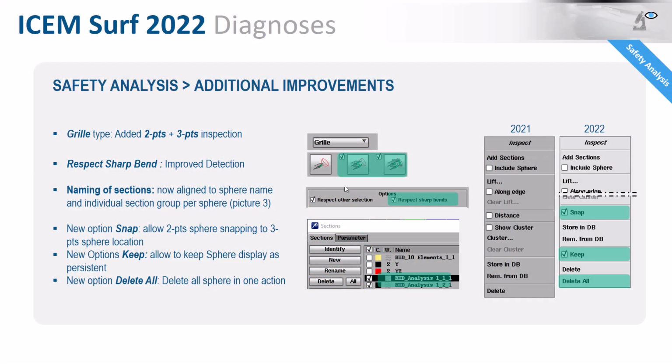And we also added these other minor but useful enhancements to safety analysis. We added the 2- and 3-point inspection with the sphere for grill analysis. We improved the detection of sharp bends, and when we store a section in the DB, it's given a name that correlates to the specific analysis it came from, making it easier to find and understand. We also enhanced sphere visibility with a keep option for persistent display outside of safety analysis, and also the handy delete all to get rid of all those spheres in just one click.